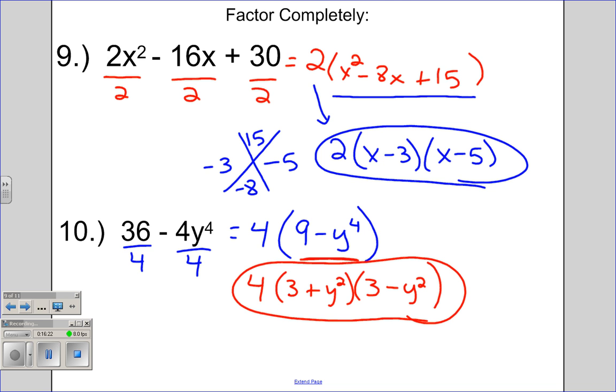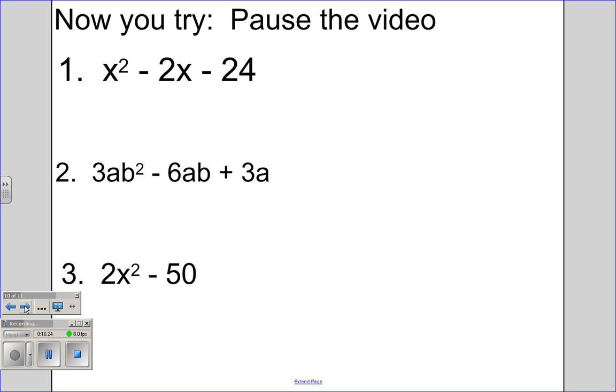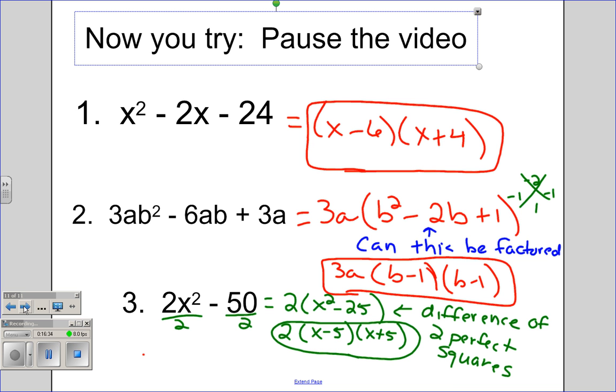Now I want you to try these 3. Pause the video, work them out, and then when you have them worked out, turn the video back on. These are the answers to the 3 that you just worked out. Tomorrow in class, we will practice more of this.